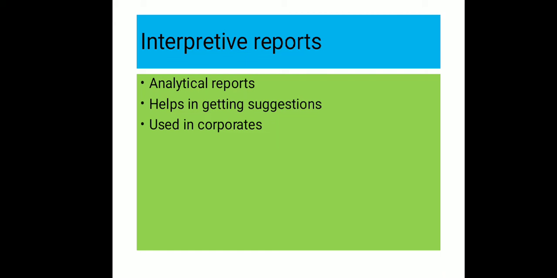This is the continuation part of the report writing, that is part 3. Now, this is the last form of the formal report. Firstly, it was a routine report, second was informational. Now this is the third one, interpretive report. Interpretive report is also called an analytical, statistical or investigative report.